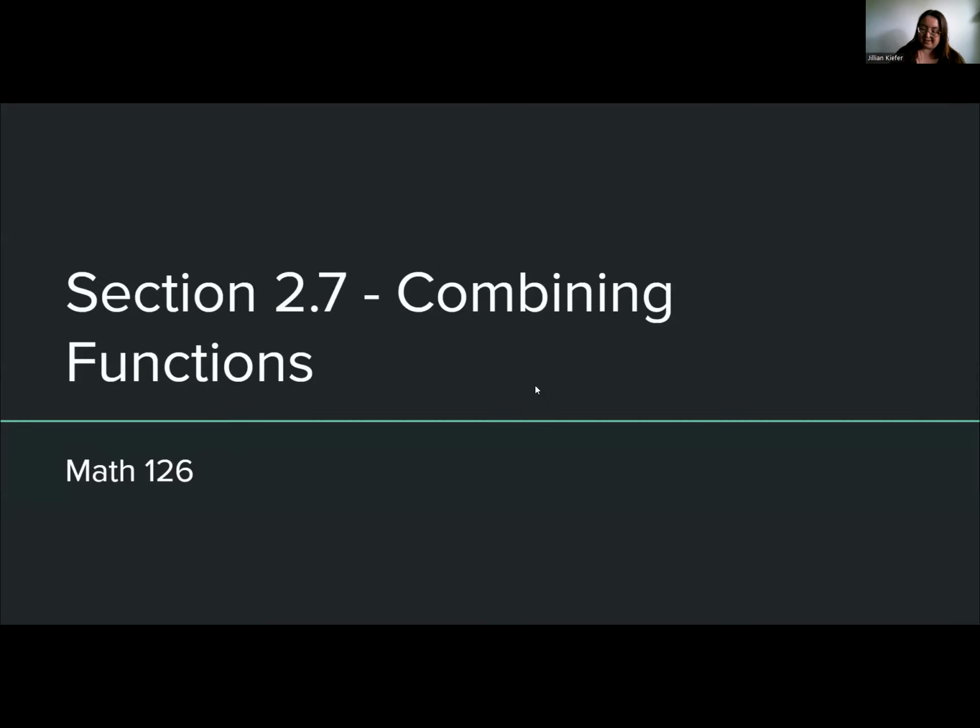Hello, everyone. We're going to go ahead and go over section 2.7, which is on combining functions. So we've been looking at functions a lot this section. Now we're doing something a little bit newer, a little bit more to do with algebra versus graphing like how we saw in our last section. So we have combining functions. We're going to go through all the different ways that we combine functions and learn a new way.